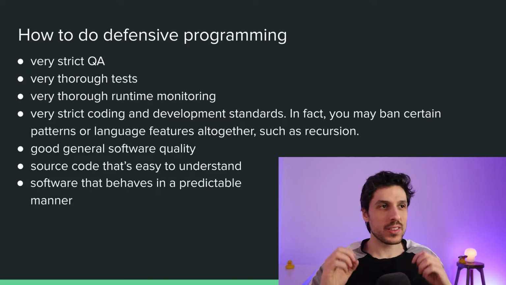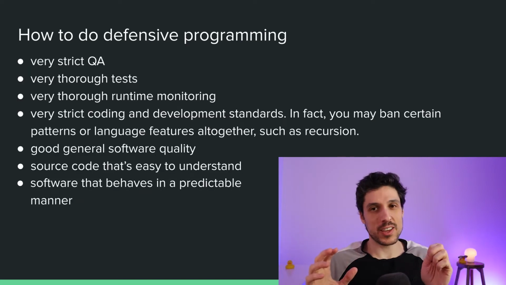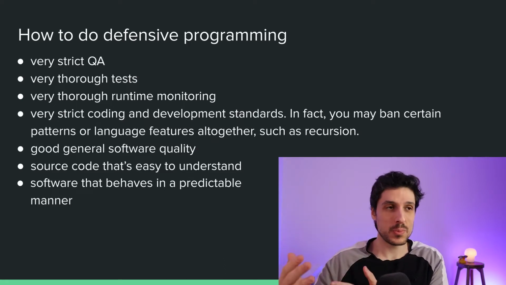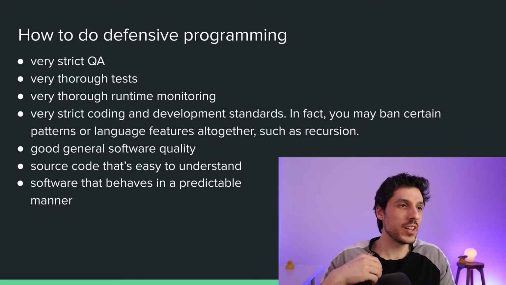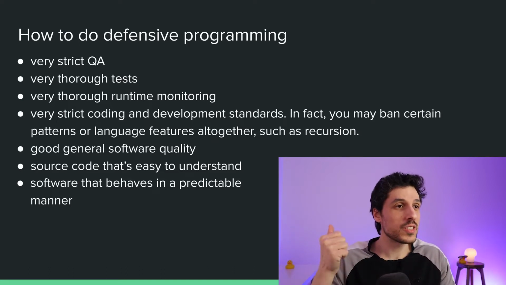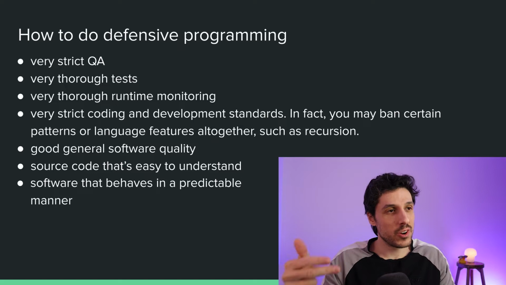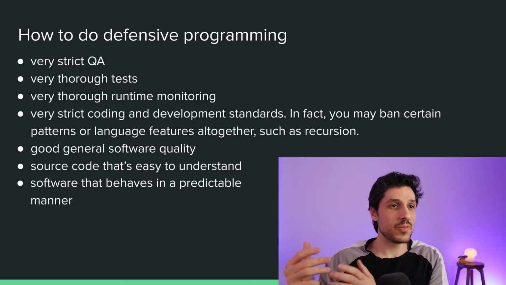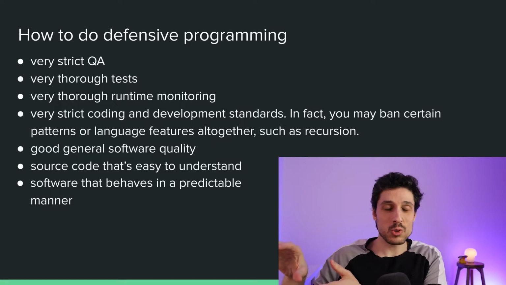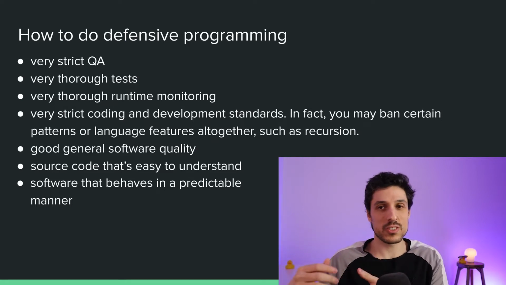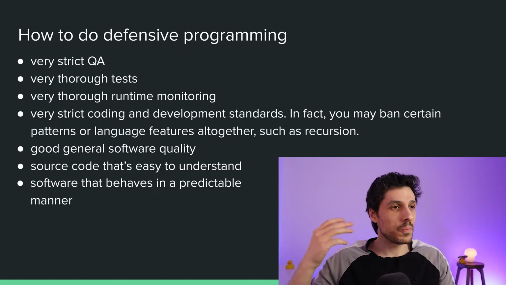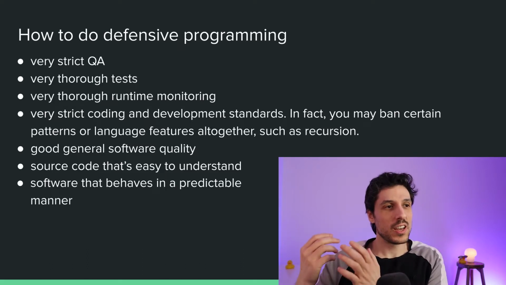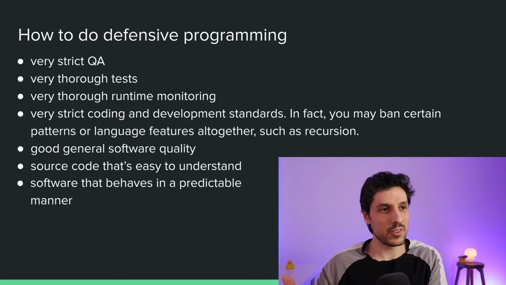Starting with having very good development practices, okay? The reason for that, obviously, is because you want the software to be as bug-free as possible. So what that means is you need extremely strict quality assurance, very thorough tests, very thorough runtime monitoring, very strict coding and development standards. And in fact, you may even not allow certain techniques and patterns, like for example, recursion. You also want good general software quality, source code that's easy to understand, and software that behaves in a predictable manner and things like that.